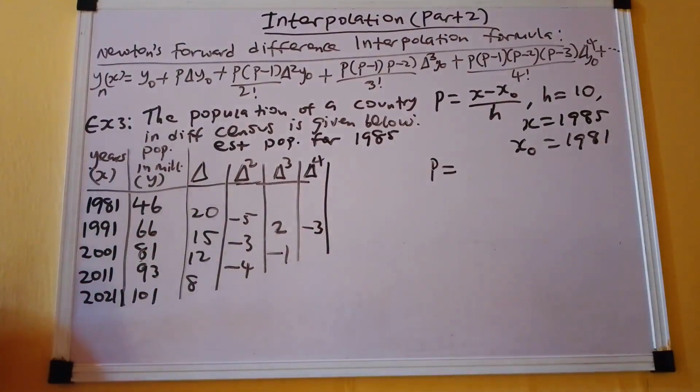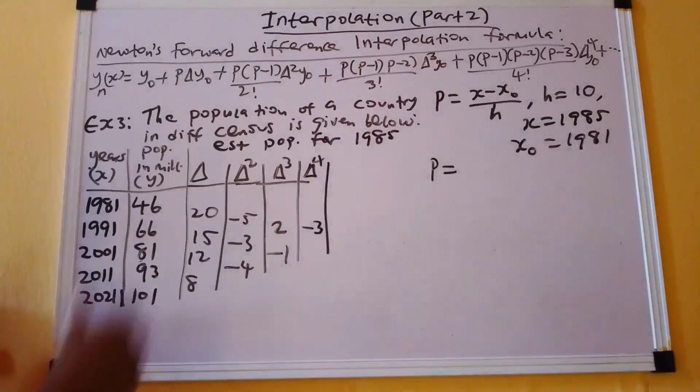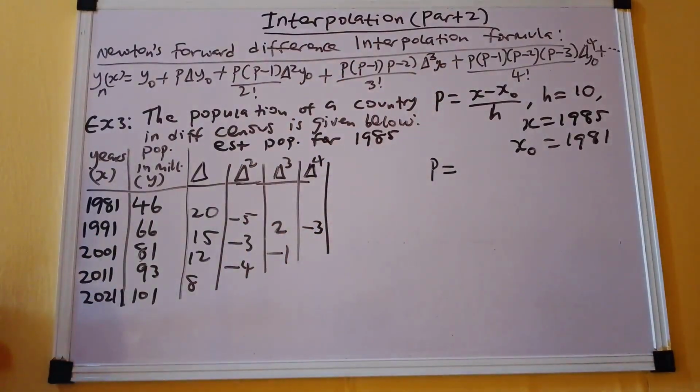If peradventure we are told to look for year 2015, 2015 is in between 2021 and 2011. So it will be between this. So we will now consider the backward difference.